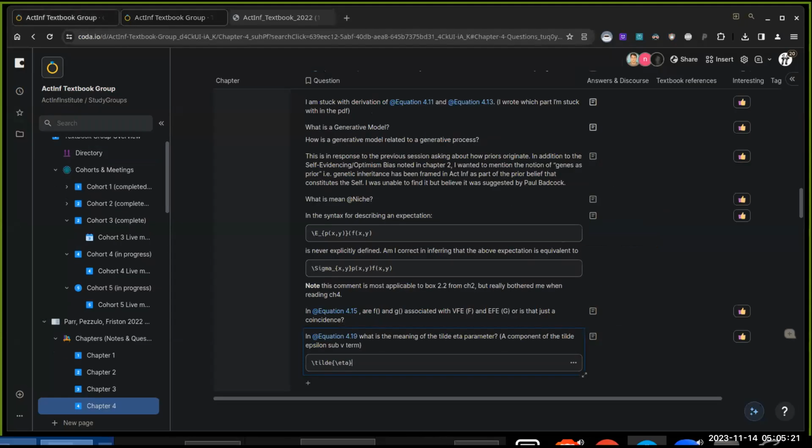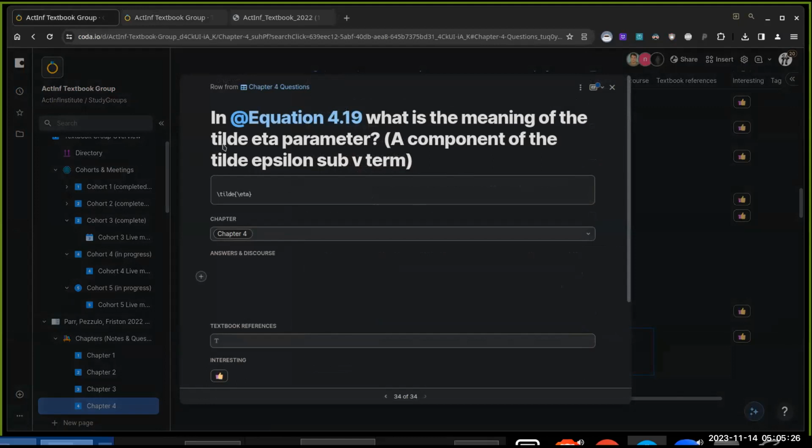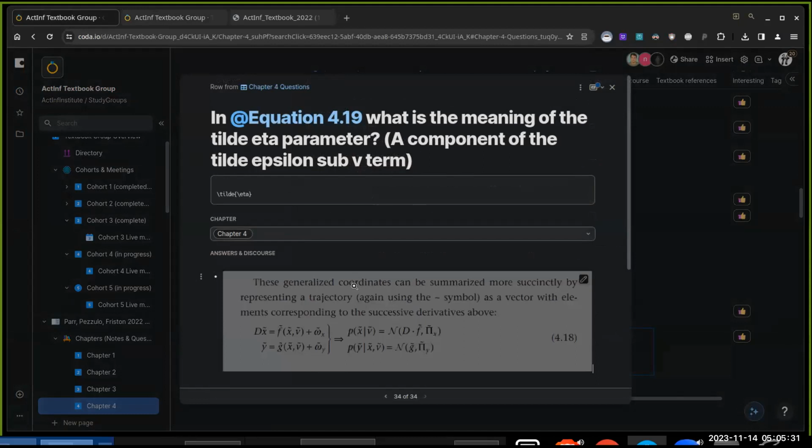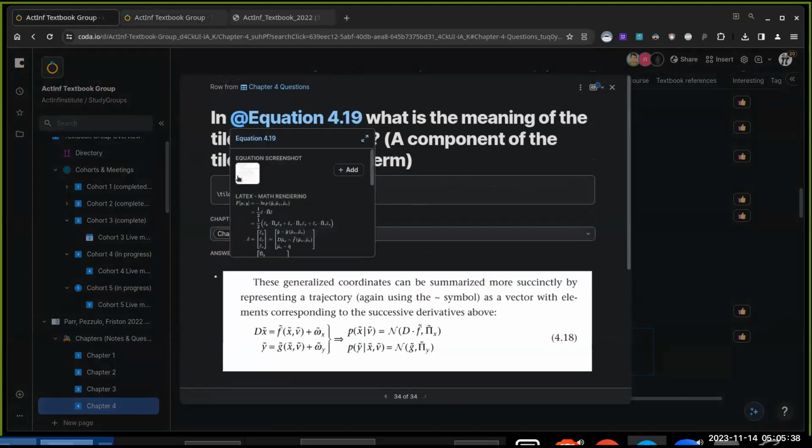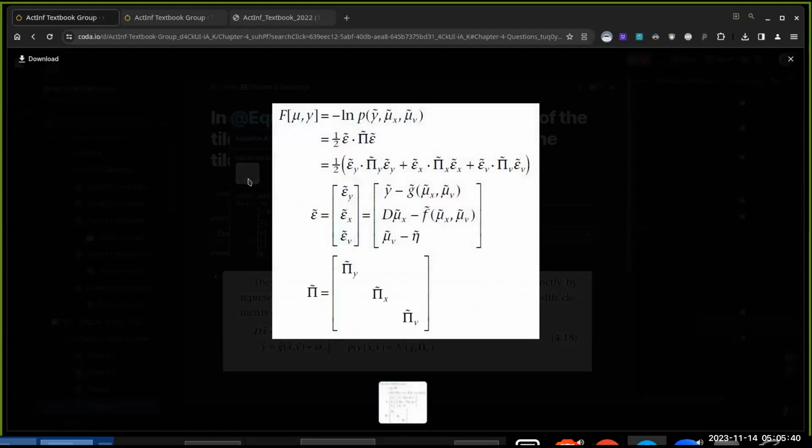So, in equation 4.19, what is the meaning of the tilde eta, a component of the tilde epsilon sub v? Okay, so tildes are trajectories. Tilde eta is error minus mean minus observation or external state.